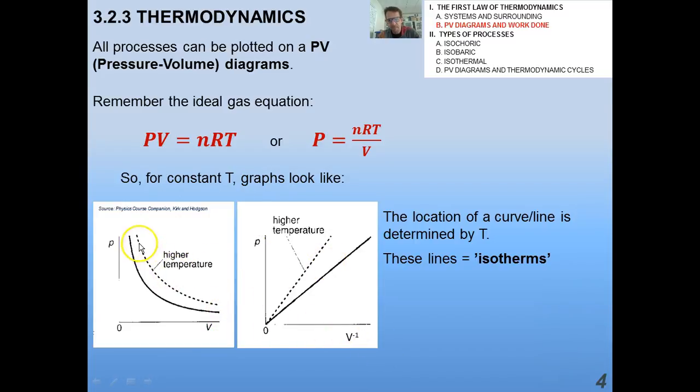And we said that the upper curve was a higher temperature and the lower curve was a lower temperature. Higher temperature has a steeper slope in this case, okay? These lines are called isotherms. And this term isotherm is important. The prefix iso means that things are the same. So it's a line of the same temperature, isotherm, okay?